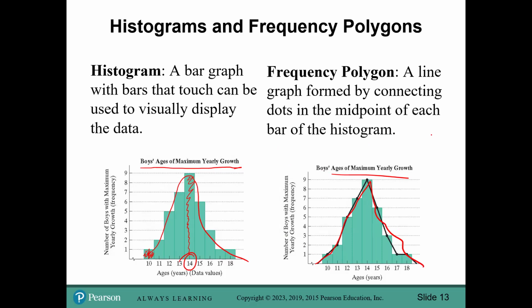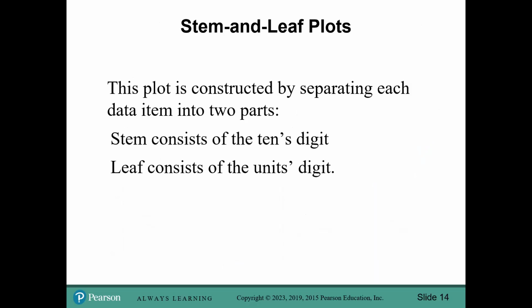What they've done on this one over here is called a frequency polygon, which is just a line graph that is formed by connecting the dots in the midpoint of each bar of the histogram. A stem and leaf plot is just a plot that is constructed by separating each data item into two parts. The stem is the tens digit, and the leaf is the units digit. And it could be more. You could have larger numbers, but we'll just explain it with 2-digit numbers here.